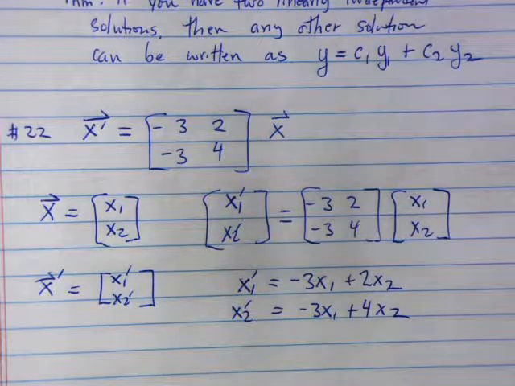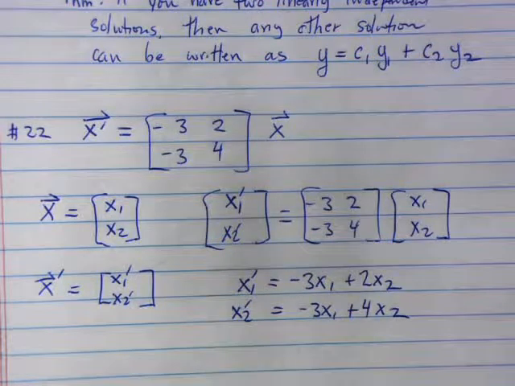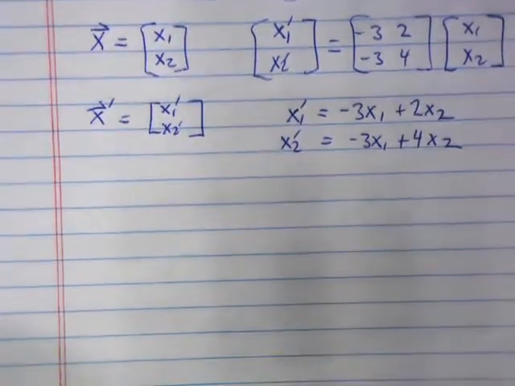We could use x and y if we wanted to also. The book tends to use x1 and x2, but you could call this one x and this one y. That would work. Okay, then what it does, the book says, here's two solutions.